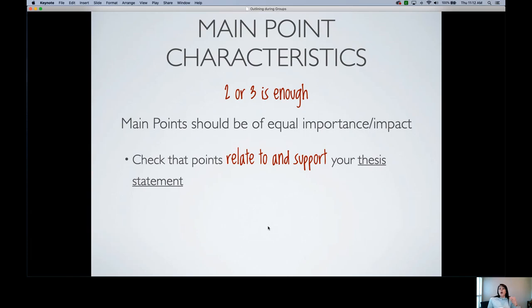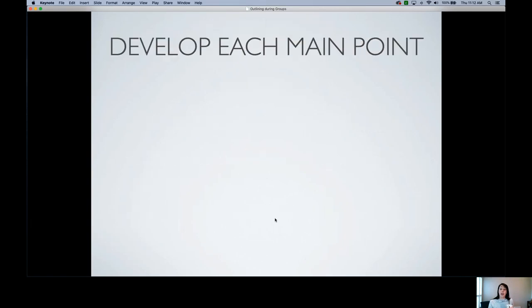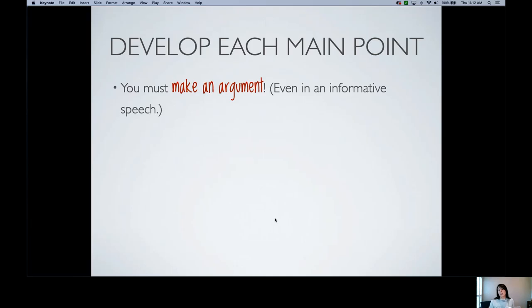So, in terms of the main points, they should also relate to and support your thesis statement. And everything needs to support your thesis statement. Make sure your main points don't overlap. They don't contain the same kind of information. All right, so having considered those things, let's talk about how you develop each main point.